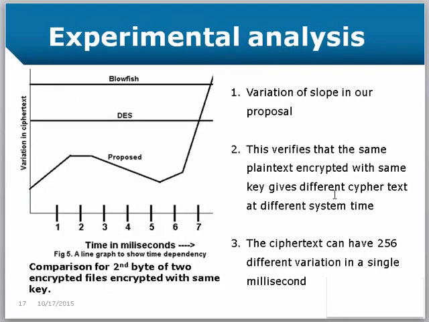Now, here comes the experimental analysis. Here you can see a graph of variation in ciphertext against time in milliseconds, showing the variation of slope in our proposal. This slope shows that at different times the ciphertext file gets altered. This verifies that the same plaintext encrypted with the same key gives different ciphertext at different system times. The ciphertext can have 256 different variations in a single millisecond.